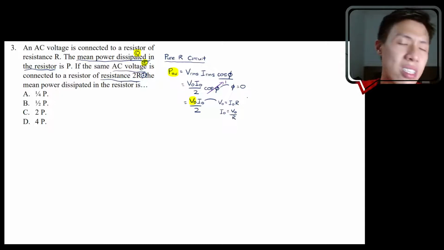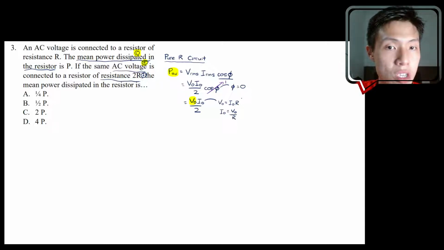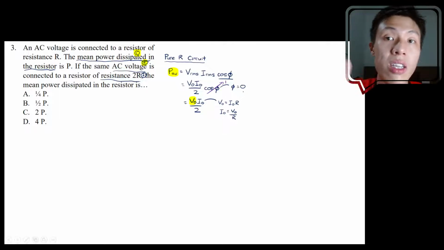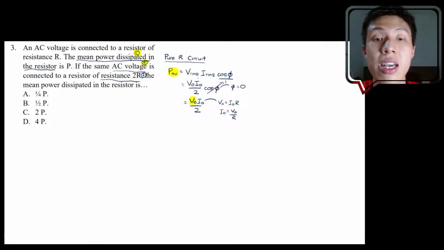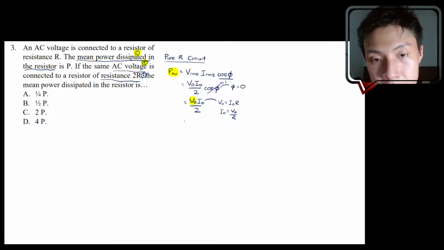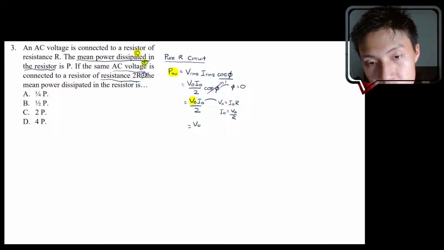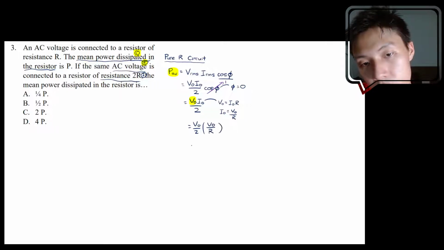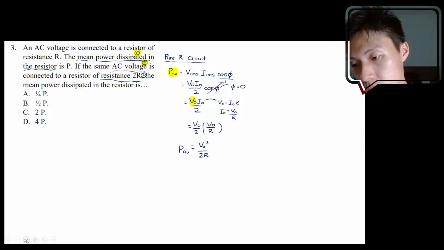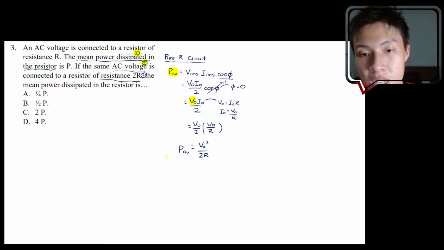You understand this? This is similar to the Ohm's law that you learned in chapter 3, just that now the voltage and the current are varying sinusoidally and they are both in phase. So knowing that, you can change the equation a little bit. Replace I0 with V0 over R, then you get V0 squared over 2R. So this is the equation that we are going to use because it consists of all 3 things that we mentioned just now. It has the mean power, it has the AC voltage represented by the peak voltage, and it also has the resistance R over here.